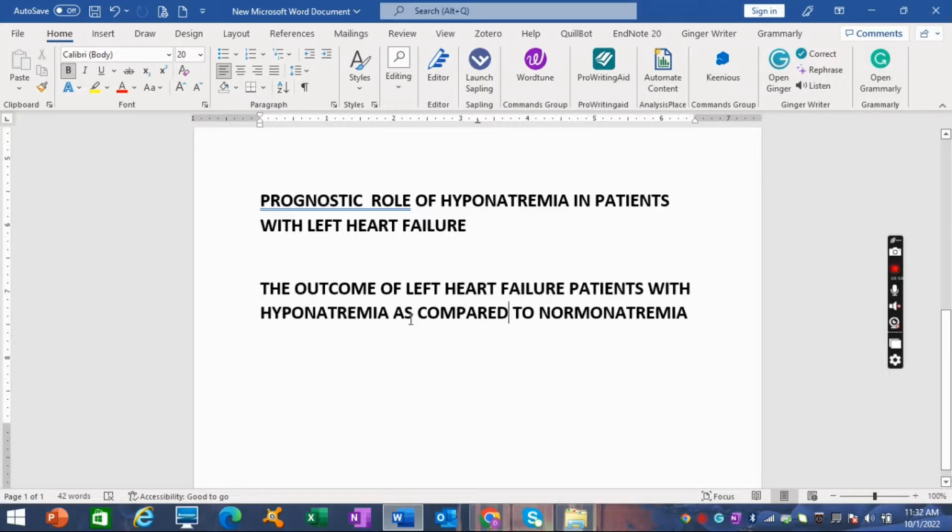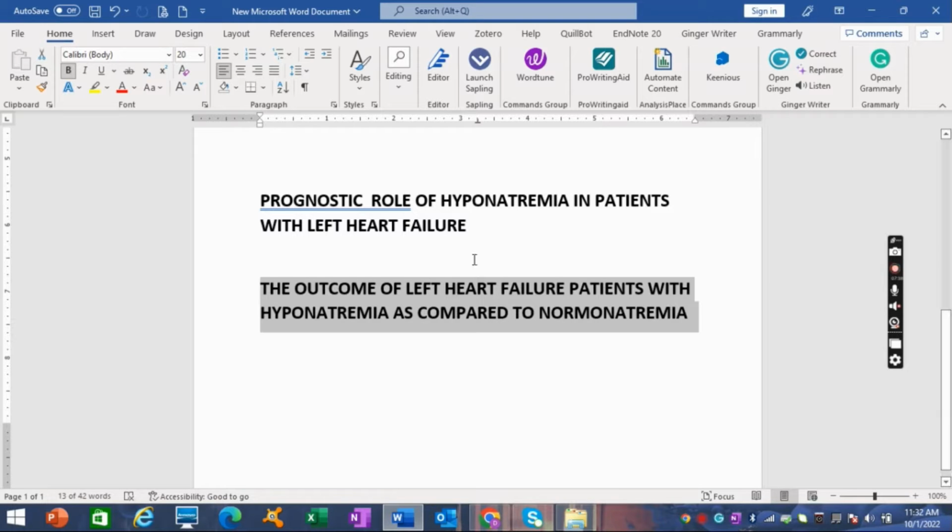And where is this comparison group? Yes, I am comparing this hyponatremia as compared to normonatremia. I am comparing it with those with normal serum sodium. This is my C. And where is O? O is outcome. Here I just mentioned the word outcome. I want to see the outcome of these left heart failure patients with hyponatremia in comparison to those with normonatremia. So in my results, my discussion, my conclusion, I will discuss what I found in these patients who had hyponatremia in comparison to the same group of patients with normal serum sodium.